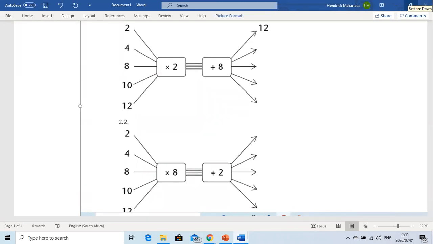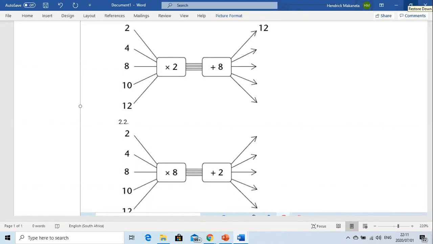So remember, in a flow diagram, you are given 3 things. There are 3 things that you need to remember. The first one is the input. The second one is the rule. And the third one is the output. So it's input, followed by rule, followed by output. The input, and then the rule, and the output. Those are the 3 things.